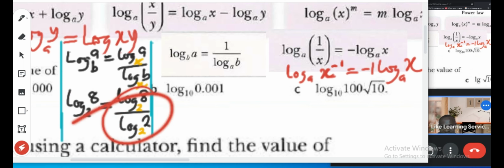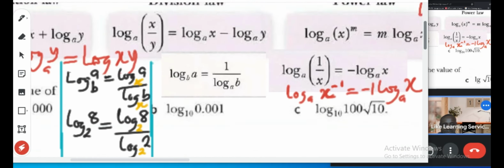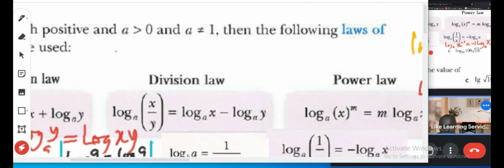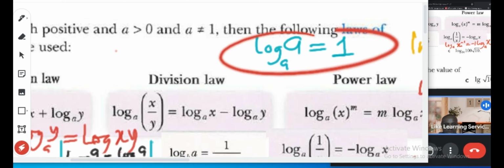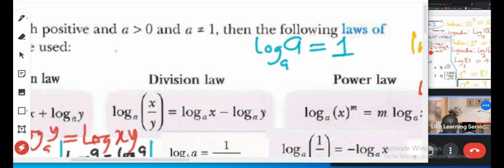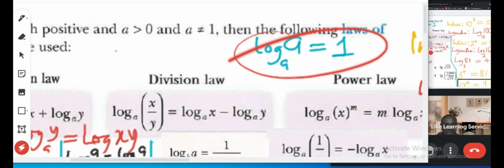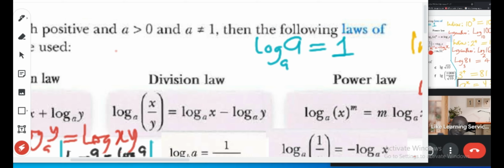Having said this, I want to just show you something. There's another law. There are many laws, so log of a in base a is equal to 1. Did you see what I just wrote in blue? It's equal to 1. Log of any number in the same base is equal to 1. That's what I mean.